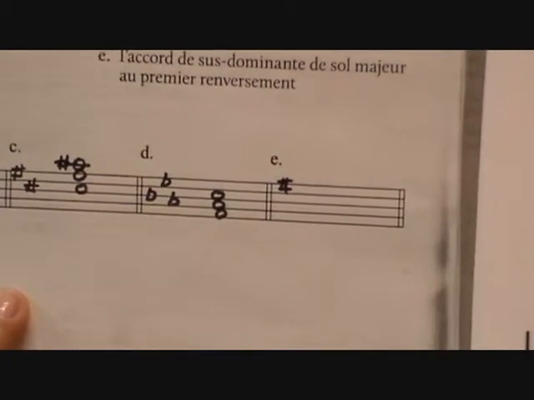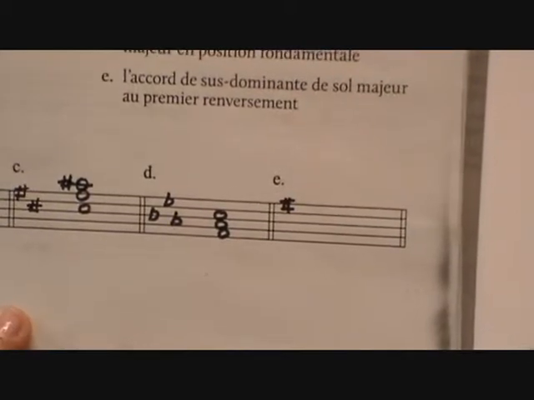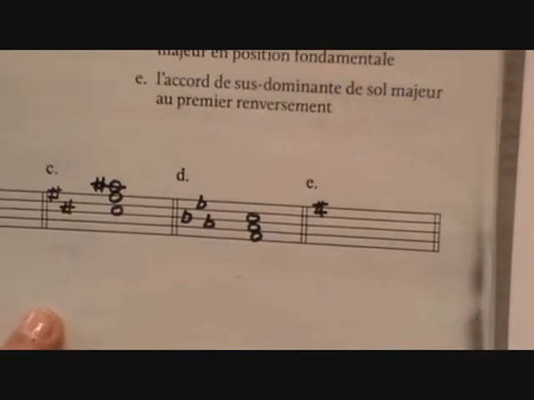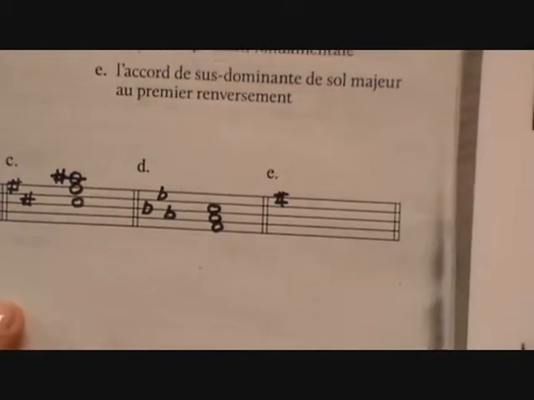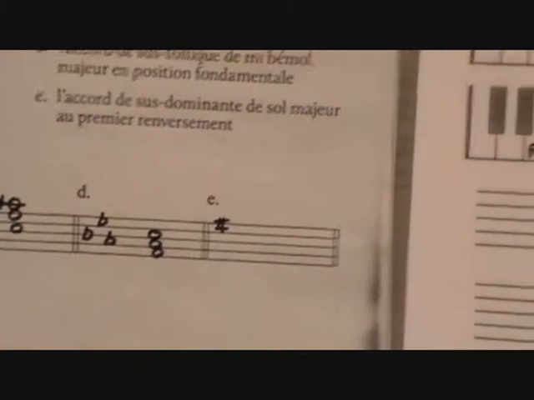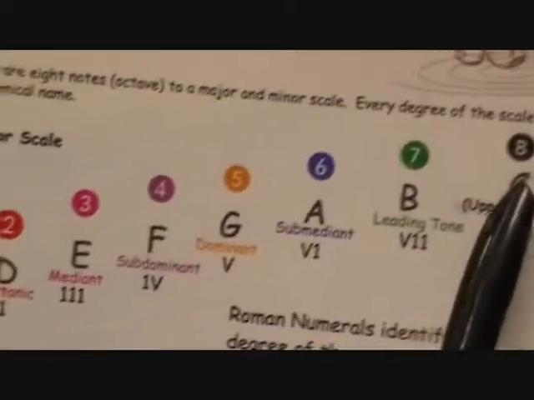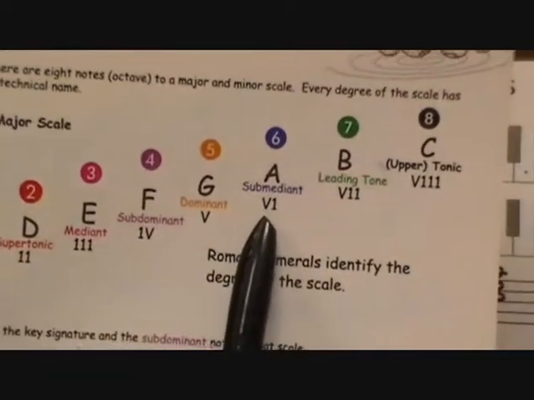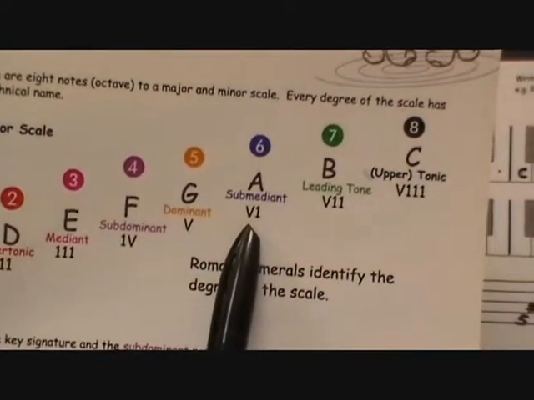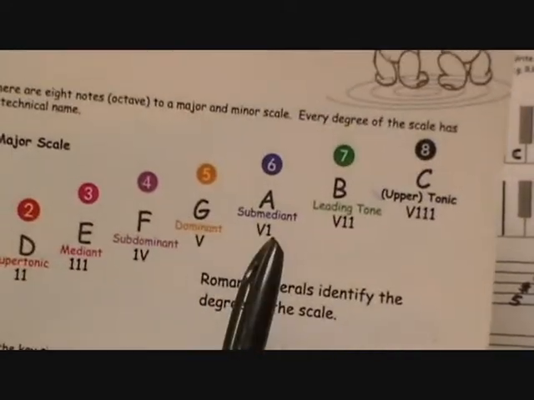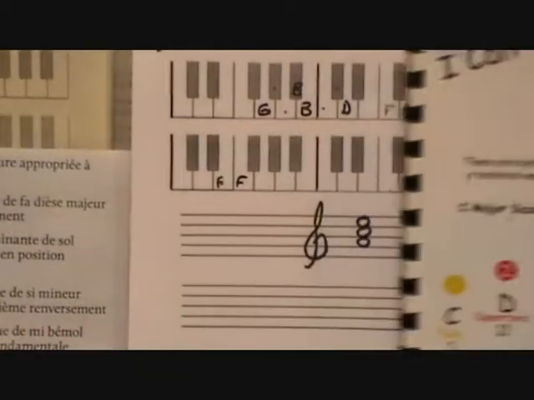Coming down 3 from the top, because sub means under. The mediant we know is the 3rd, so coming 3 under from the top. Submediant, 1, 2, 3 down from the upper tonic, is going to give you the 6th degree. So the question is, the submediant triad of G major.